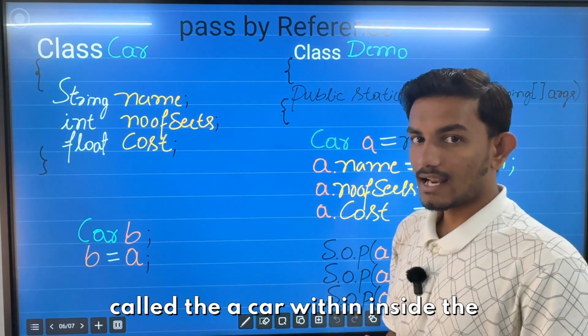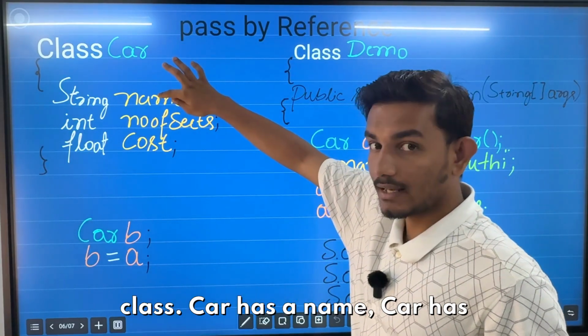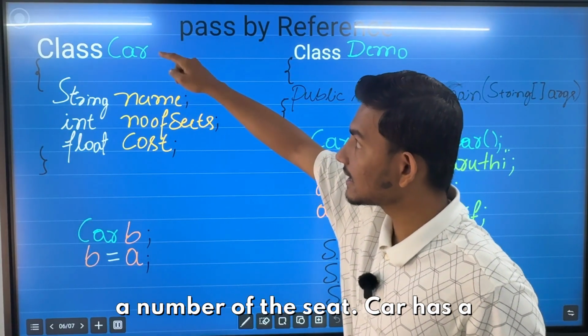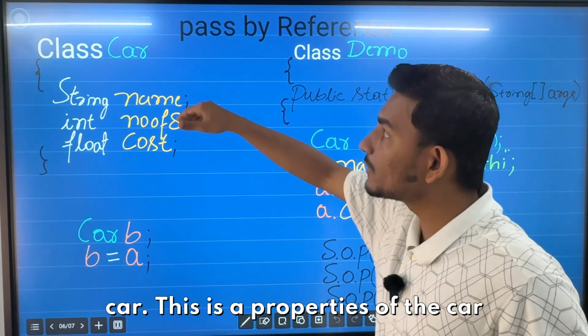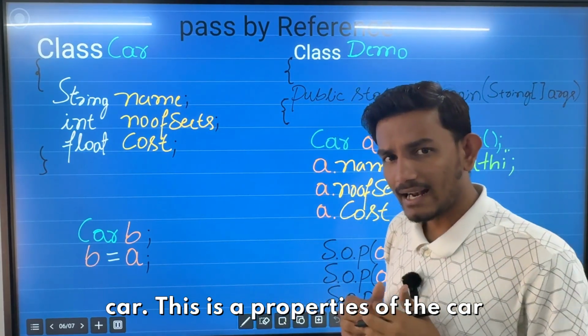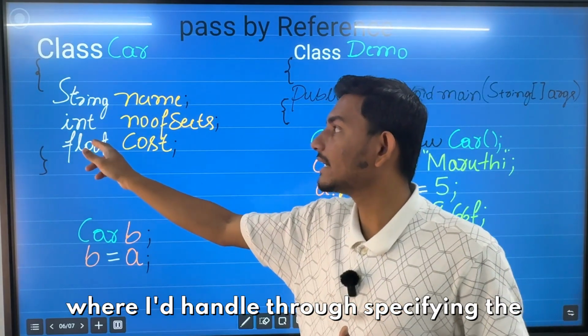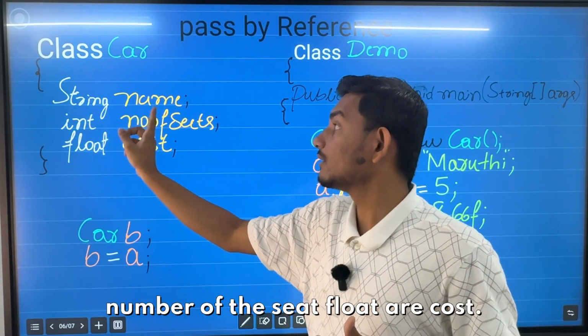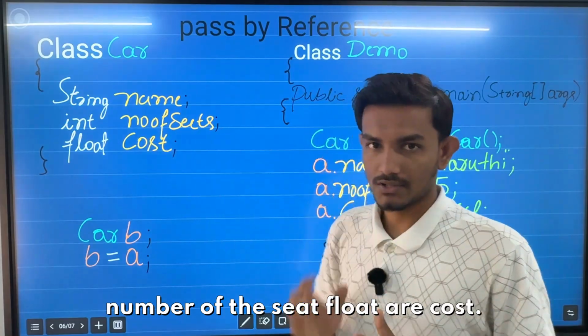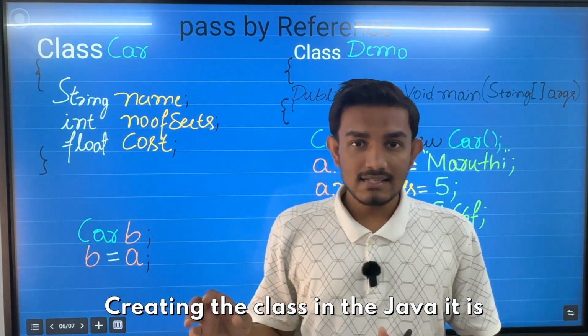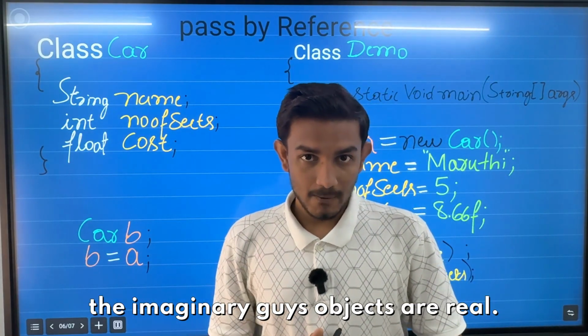Inside the class, a car has a name, a number of seats, and a cost. These are the properties of the car, which I handle by specifying the particular data type: String name, int number of seats, float cost. Creating a class in Java is imaginary, guys.